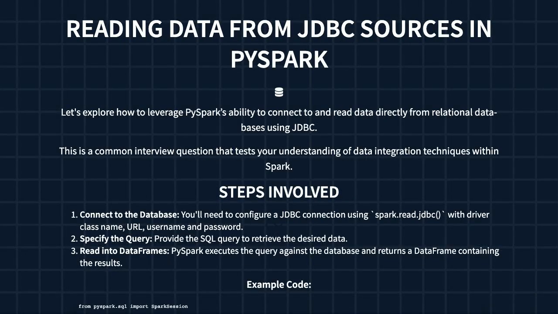Okay, let's talk about reading data from databases in PySpark. It's a really important skill when you need to combine Spark with existing relational systems like MySQL or PostgreSQL. Essentially, we use PySpark's spark.read.jdbc function. You first need to set up the connection details. That includes the JDBC driver class name, the database URL, your username and password. Then, you provide a SQL query to retrieve exactly what you want from your table. Finally, Spark executes the query against the database, and it returns a data frame containing all of the results. It's pretty straightforward once you've got your connection details sorted out.